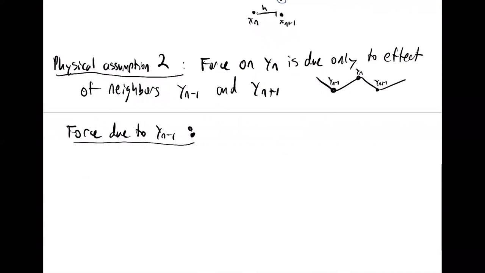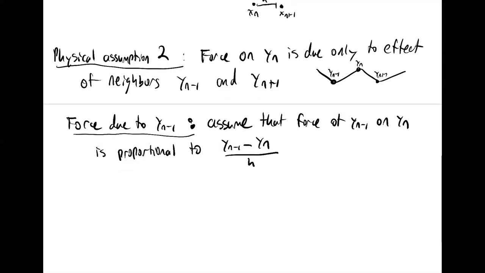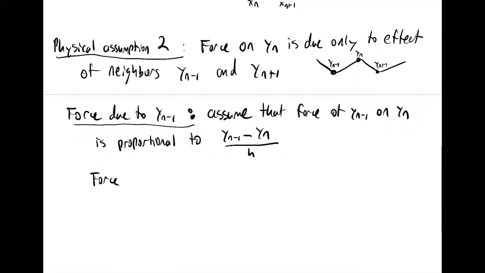This is the situation where this constant that's related to the tension of the string is going to play a role. So we're going to assume that the force of yn minus 1 on yn is proportional to, basically, a difference quotient where I look at yn minus 1. I consider the change in the displacement, and I look at that relative to the length of separation. So I look at yn minus 1 minus yn divided by h. And so the force due to yn minus 1, we'll assume it's proportional to this ratio, and the constant of proportionality is going to be the tension of the string.